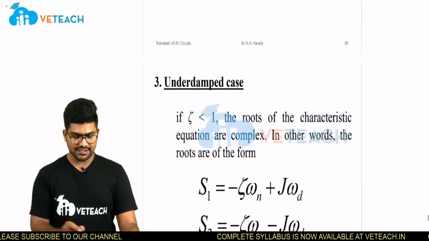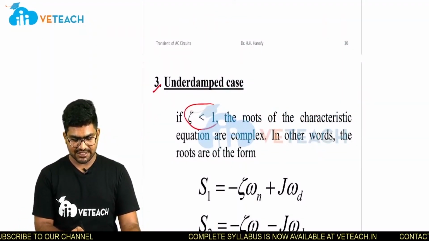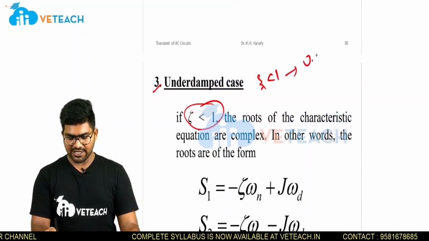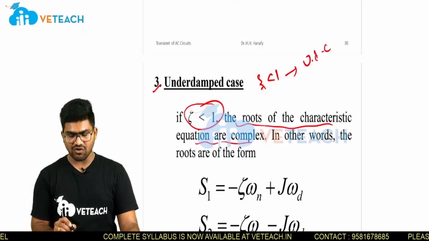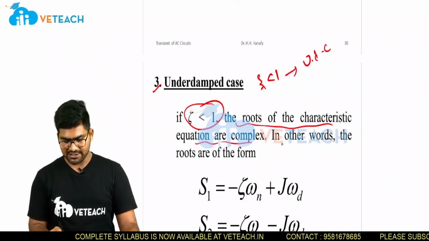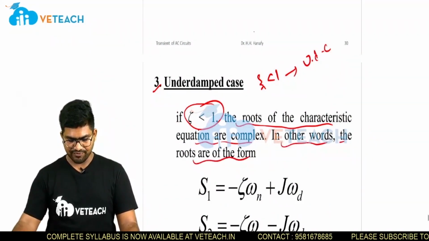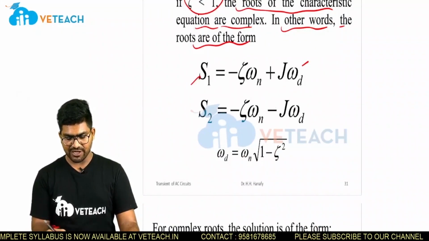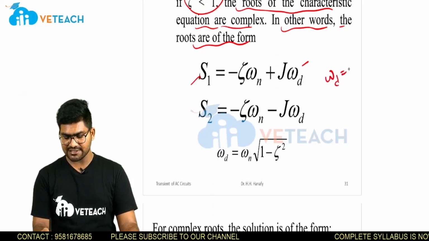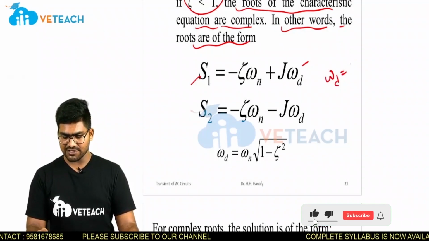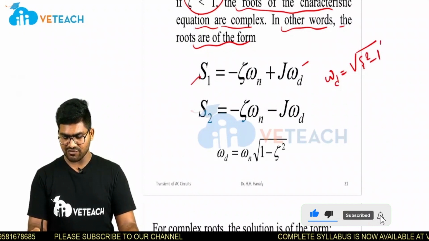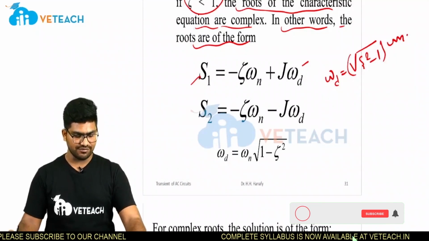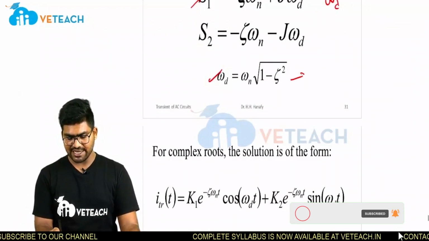Next, coming to the third case, the underdamped case. When zeta is less than 1, that is the underdamped case. The roots of the characteristic equation are complex. In other words, the roots are of the form S1 equal to minus zeta omega n plus j omega d, S2 equal to minus zeta omega n minus j omega d, where omega d is the damping frequency, which is omega n into square root of 1 minus zeta square. That is the damping frequency.